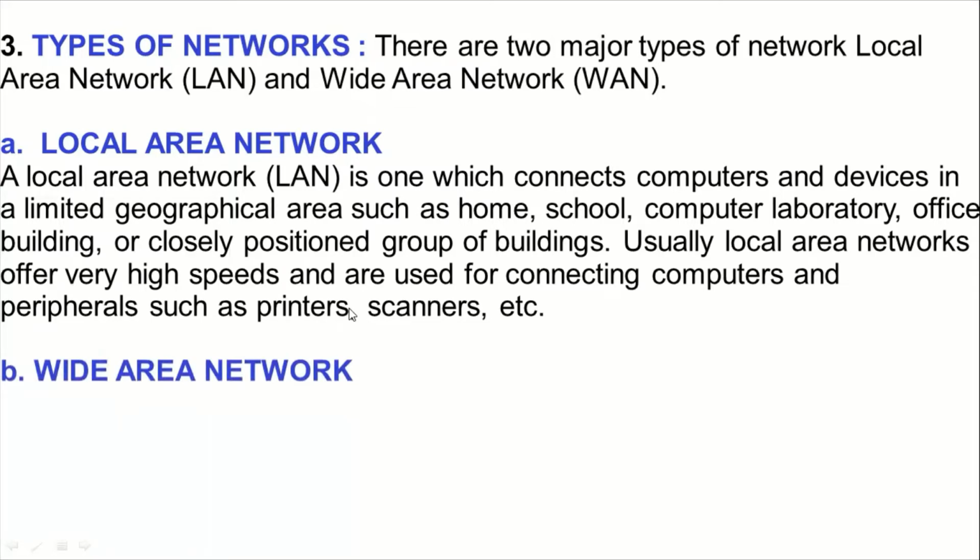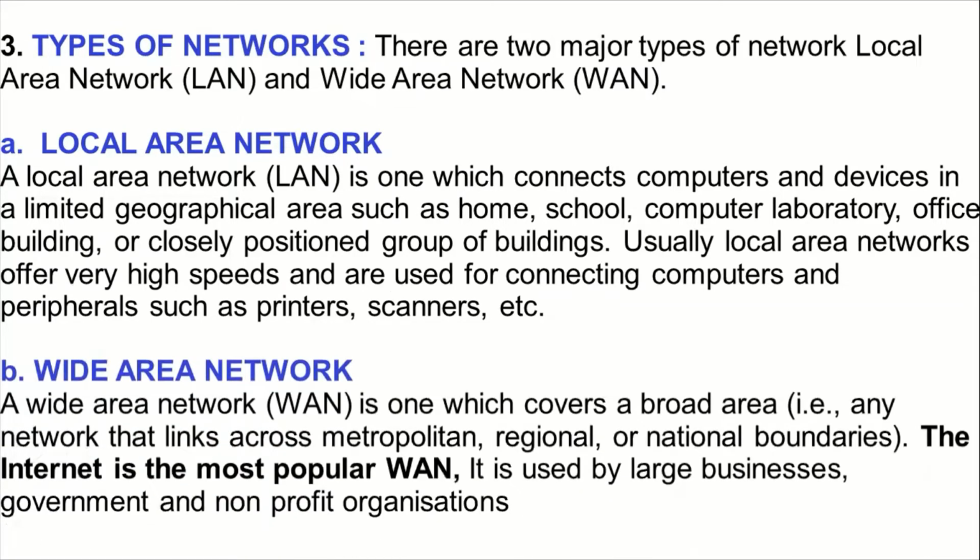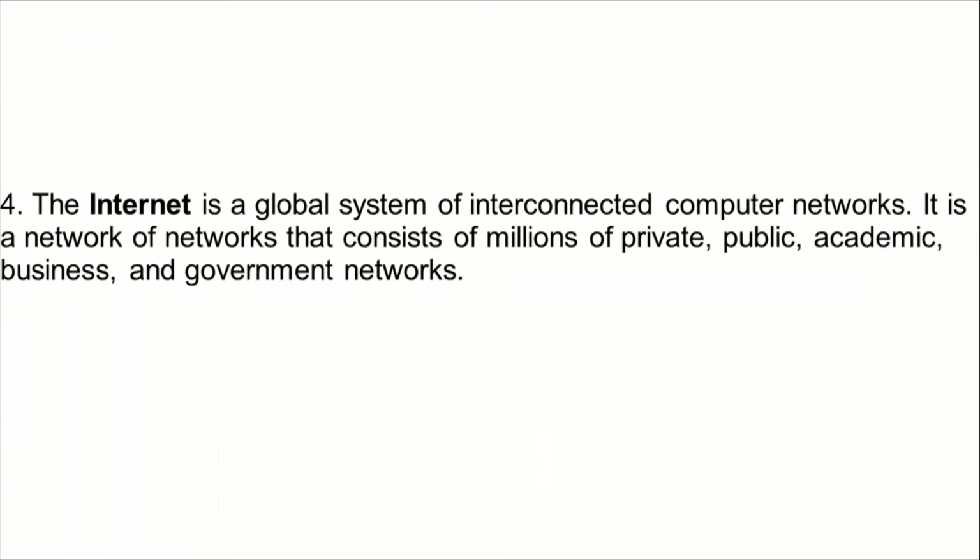Wide area network. These are networks which cover a broad area, so they can extend to multiple cities, multiple countries, national and international boundaries across the continents. So they have no boundaries as such, we can say. The internet is the most popular WAN. The internet is an example of a wide area network. It is used by large businesses, government or non-profit organizations.